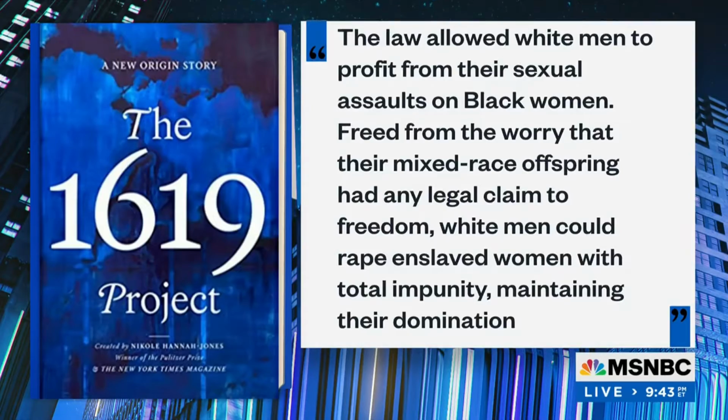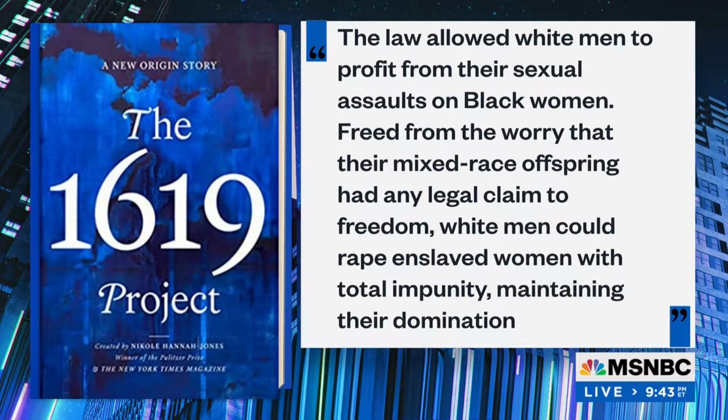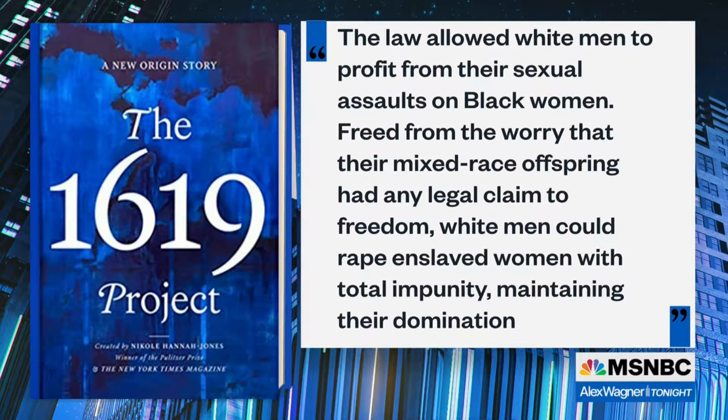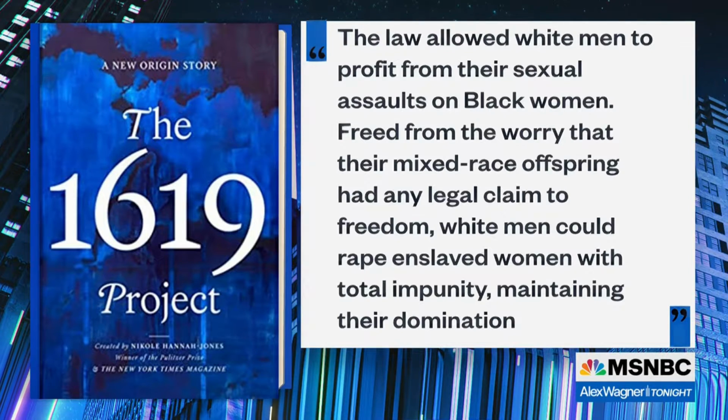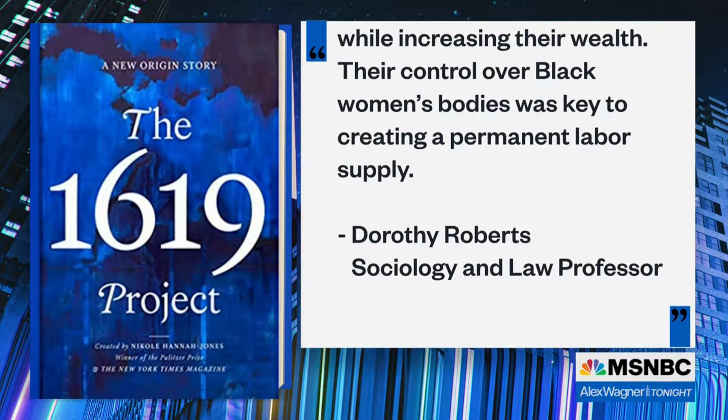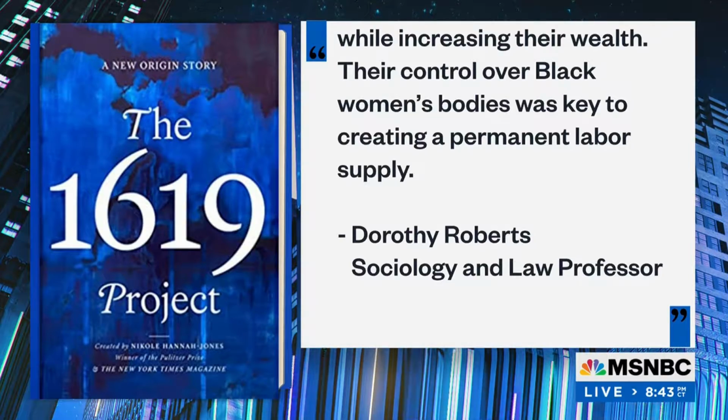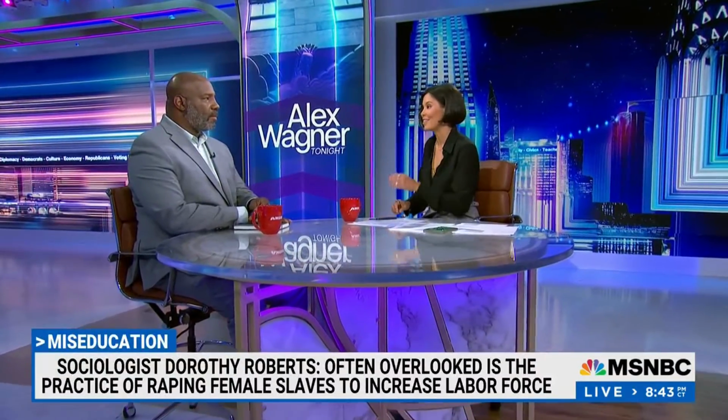So Virginia decides that enslaved black women give birth to enslavable children, even if those children are white. And she writes, that law allowed white men to profit from their sexual assaults on black women. Freed from the worry that their mixed-race offspring had any legal claim to freedom, white men could rape enslaved women with total impunity, maintaining their domination while increasing their wealth. Their control over black women's bodies was key to creating a permanent labor supply. That's right. That reality has no place in the civics training.